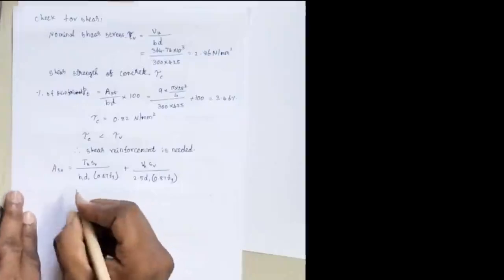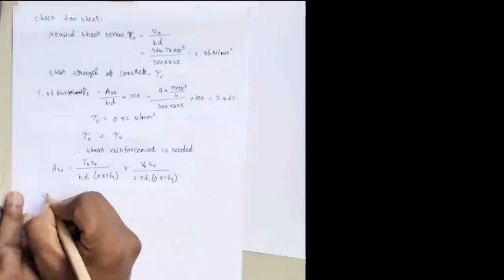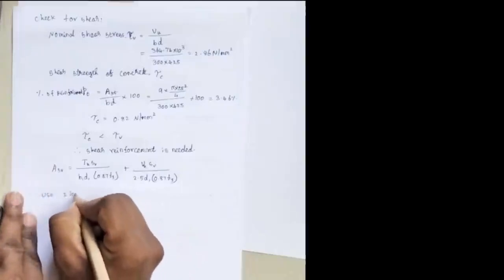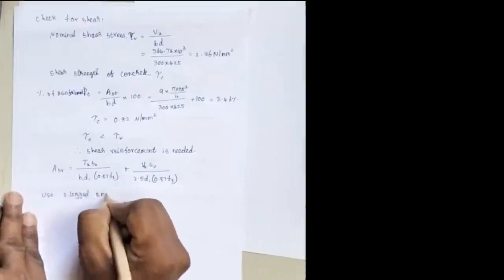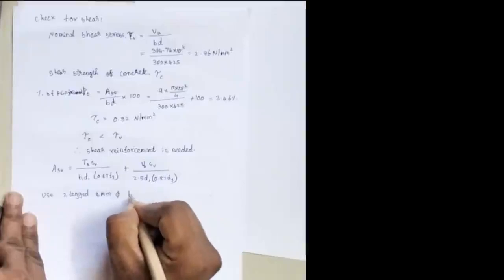What is the value of b1 and d1? We need to find that now. They are asking about the bar, so we need to subtract the cover. Here I am going to consider Asv, that is I am going to use two-legged 8 mm dia bar as stirrups.